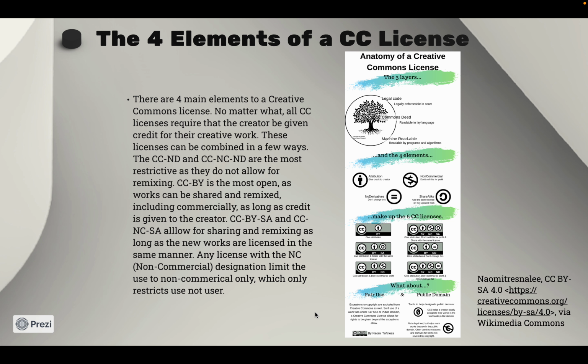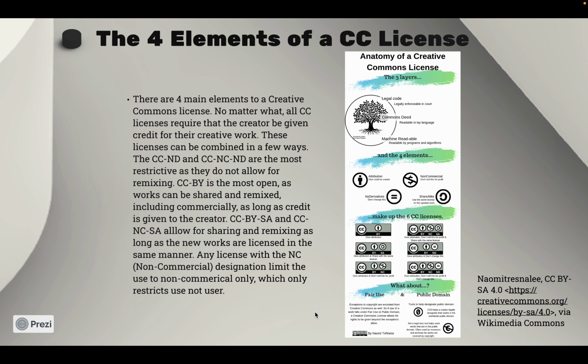Along with this, there are 4 elements of a CC license. No matter what, all CC licenses require that the creator be given credit for their creative work. These licenses can be combined in a few ways. The CC-ND and the CC-NC-ND, so non-commercial and non-derivative, are the most restrictive as they do not allow for remixing. CC BY is the most open, as works can be shared and remixed, including commercially, as long as credit is given to the creator.